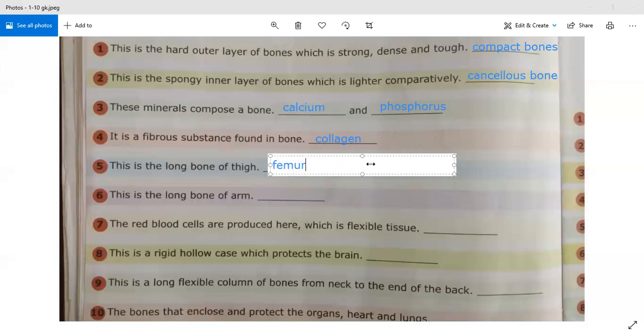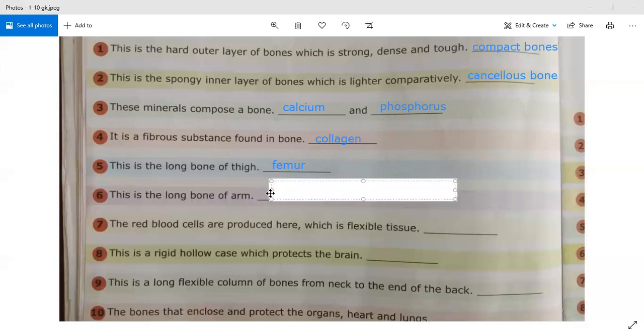F-E-M-U-R. Its name is femur. Okay. Now all of you touch your arm. In your arm, there is a long bone. Try to guess what the name of that long bone of an arm can be. Its name is humerus. H-U-M-E-R-U-S. Clear, beta? So it is the long bone of an arm, and its name is humerus.